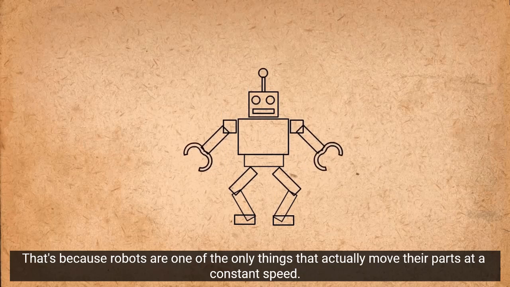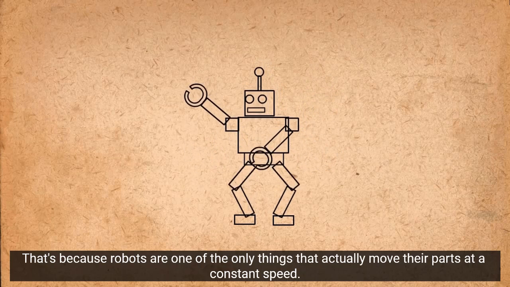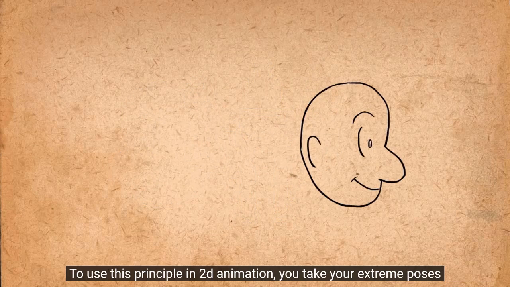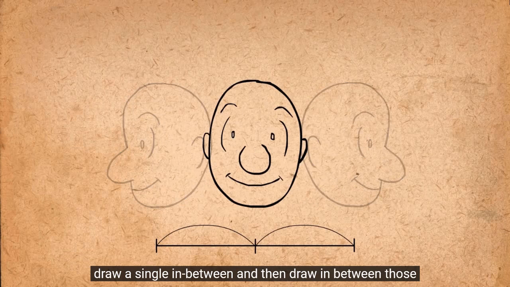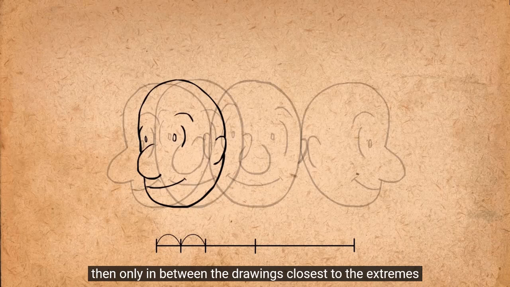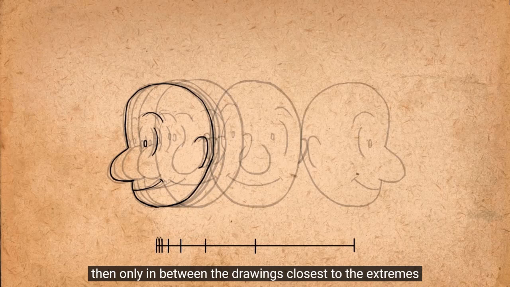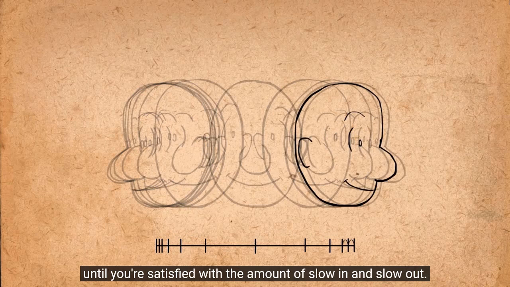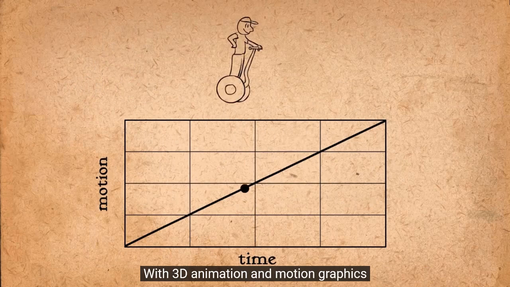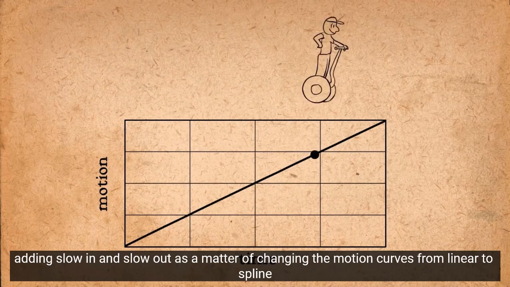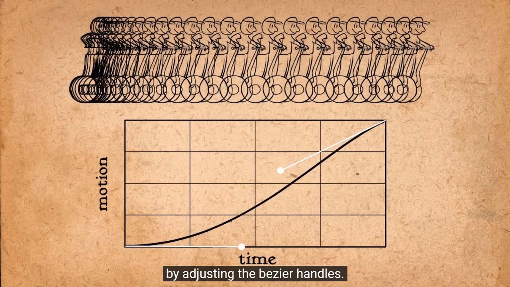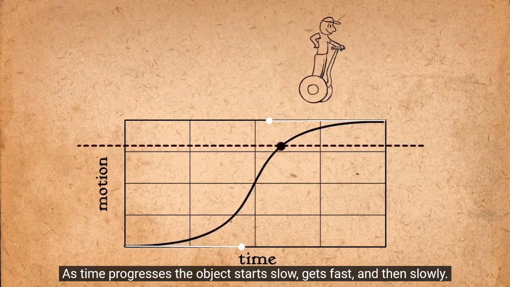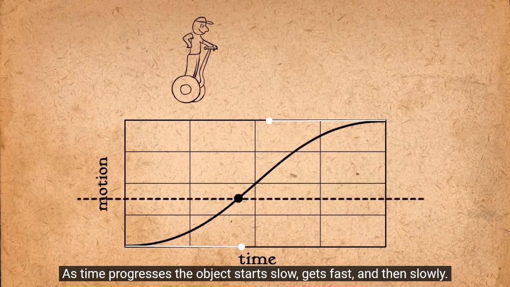That's because robots are one of the only things that actually move their parts at a constant speed. To use this principle in 2D animation, you take your extreme poses, draw a single in-between, and then draw in between those, then only in between the drawings closest to the extremes until you're satisfied with the amount of slow in and slow out. With 3D animation and motion graphics, adding slow in and slow out is a matter of changing the motion curves from linear to spline by adjusting the Bezier handles. As time progresses, the object starts slow, gets fast, and ends slowly.